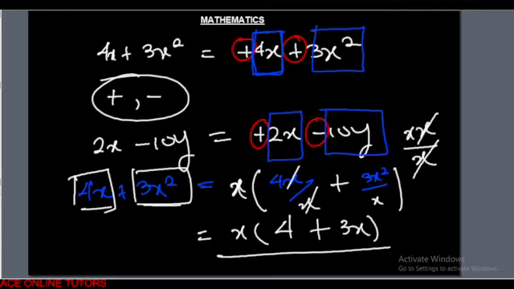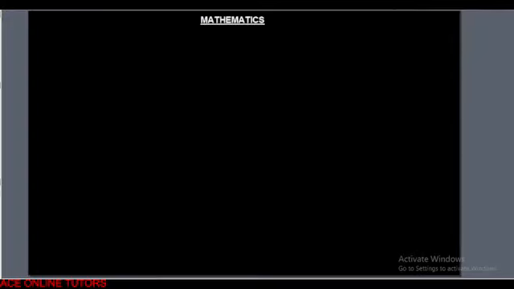So that is how we can factorize. Let's try a few more examples. Let's say we are given 4xy plus, let's say, 10x square y, and we are asked to factorize.